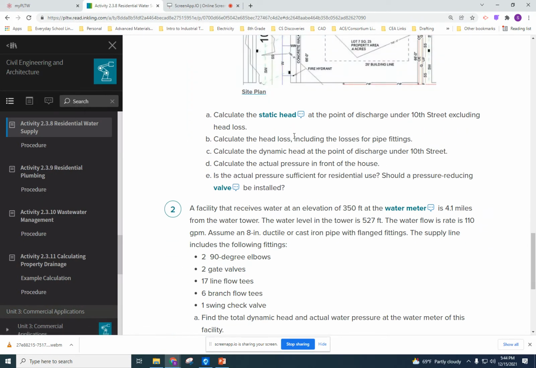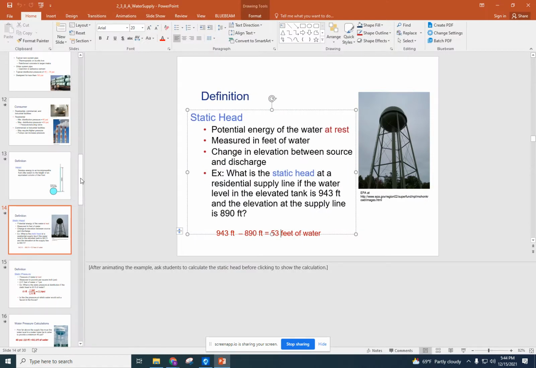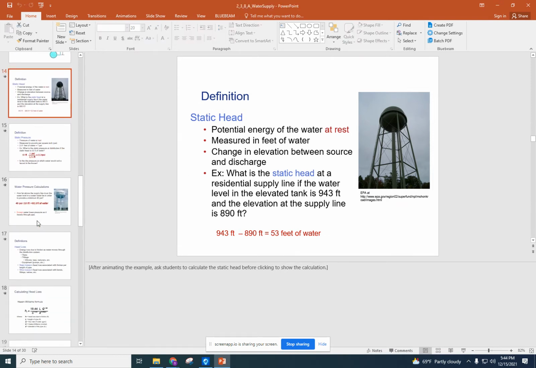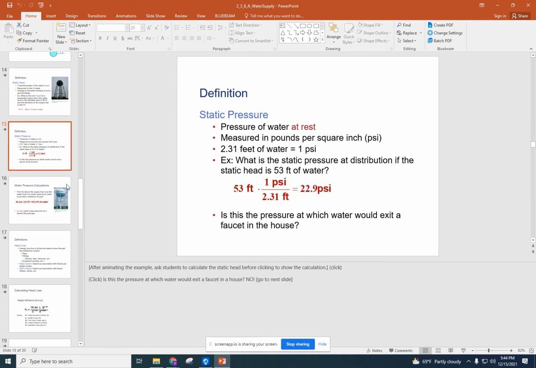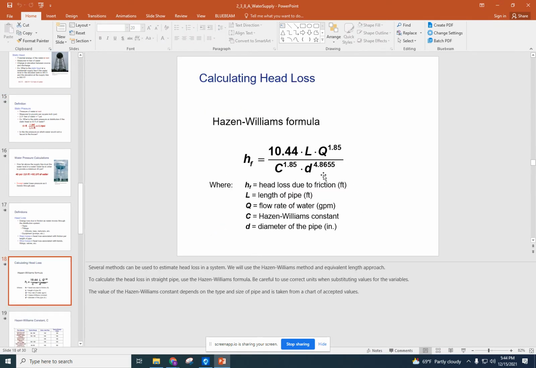B says calculate the head loss, including the losses for pipe fittings. What they tell you in your PowerPoint is we use a formula to calculate our losses of pressure due to friction in the pipe. You can have friction in the pipe in two ways: friction going down a length of pipe, and every time it makes a turn through a fitting, it will have more friction. You have to account for all those things.